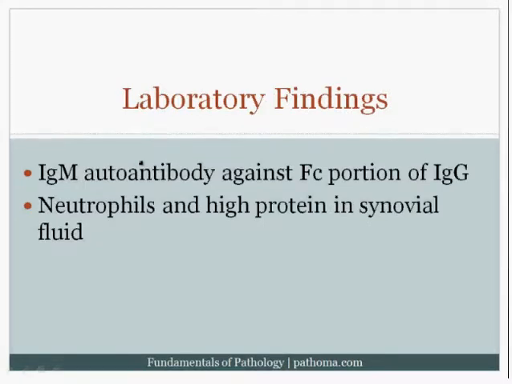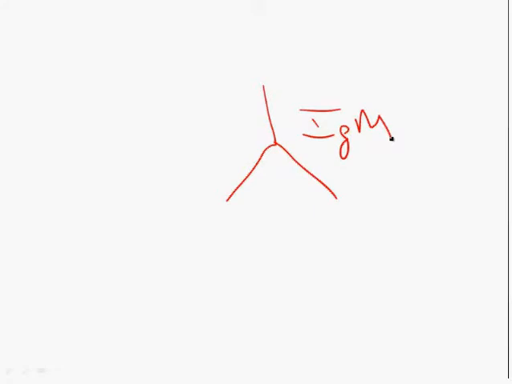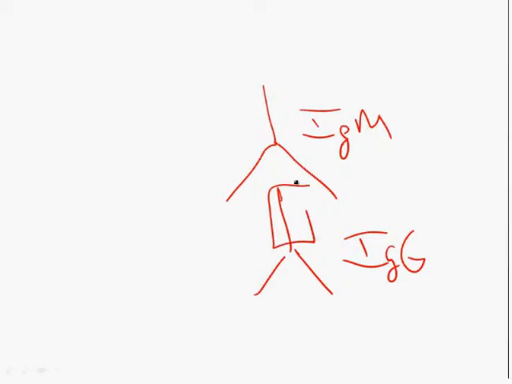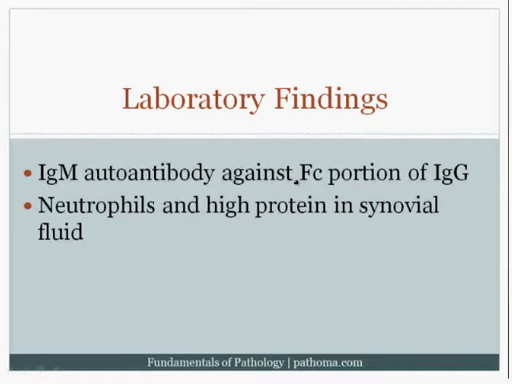The most important is that you're going to have an IgM autoantibody against the Fc portion of IgG. This is called rheumatoid factor, and it's important to note for the purposes of board exams that it's going to be an IgM antibody against the Fc portion of IgG. And again, this is the Fc portion, and that's particularly high yield. This is called rheumatoid factor, and rheumatoid factor is actually a marker of tissue damage, and it's also a marker of disease activity.